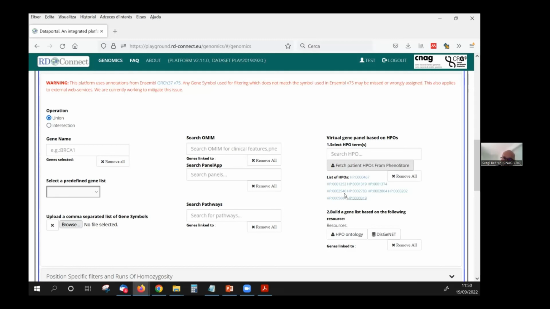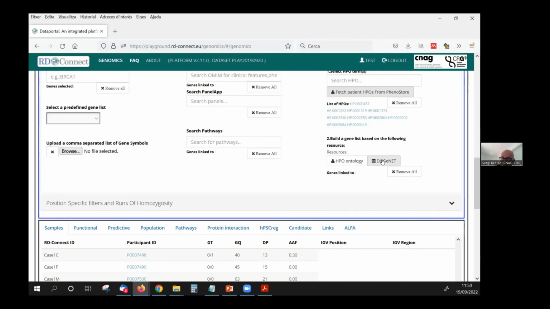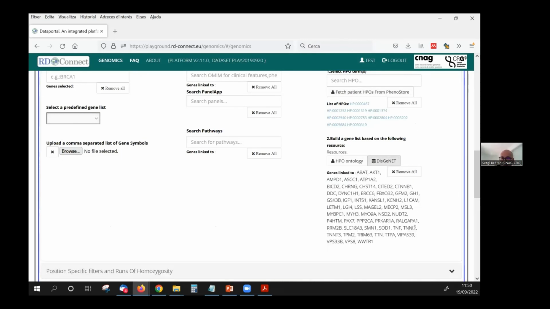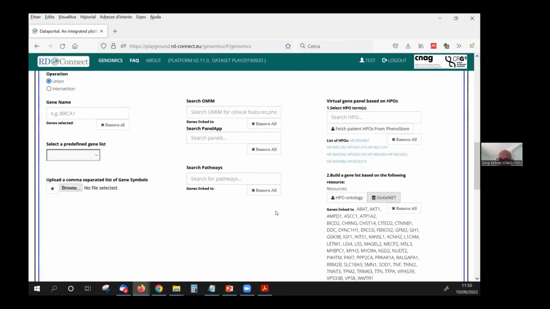And now, because we have these symptoms, we are going to make an extension or an association and see which genes would be related with this disease. And for this, I'm going to use DGNet. So I'm going to click on this DGNet button. And now DGNet gave me the genes which, according to the database, might be related to these phenotypes. I'm going to expand this a bit more.